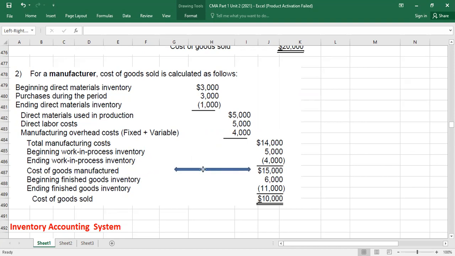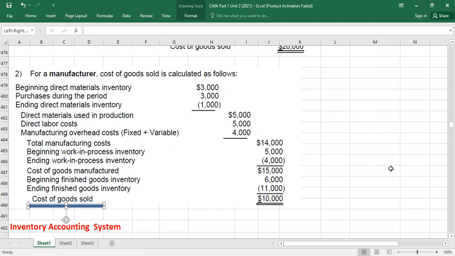Then you will adjust finished goods inventory. You will add your beginning finished goods inventory, let's assume this is 6000. Then you will subtract ending finished goods inventory, let's assume it is 11,000. So this is how you will calculate the cost of goods sold, which is 10,000. Here again, the examiner might give you certain data with missing information, and maybe you have to go in reverse to find out the requirement.